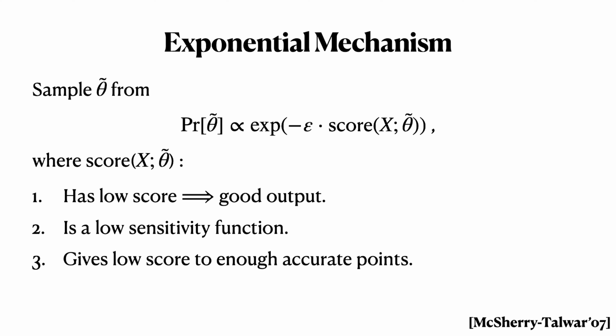Furthermore, if the score function is a low sensitivity function, then McSherry and Talwar showed that sampling from this distribution does in fact give you a pure DP mechanism. And specifically by low sensitivity, I mean that if I change the dataset x by 1 point, then the score of every parameter theta tilde changes by at most 1. And furthermore, if the score function gives low score to enough accurate points, then if I sample from this mechanism, I'll get something which is low scoring and thus a good estimate with some good probability.